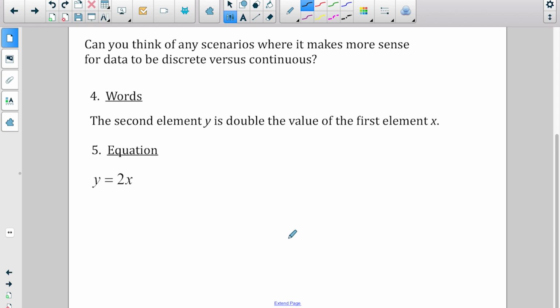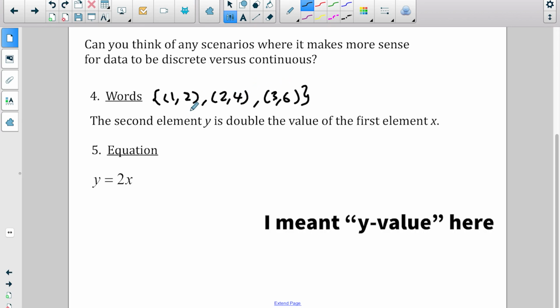The fourth method that we can use to represent different types of relations is words. So we know, again, from our examples, and maybe I'll write them down as a quick refresher here, we had a set of numbers of 1, 2, 2, 4, and 3, 6. We can see that every time we increase in value our x, every time we jump up 1 for x, we actually double whatever that x value is. So we can say that the second element y is going to be double the value of our first element x, and this is how we would represent this type of relation in words.